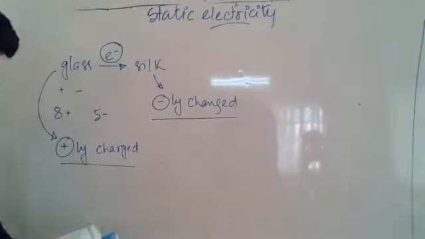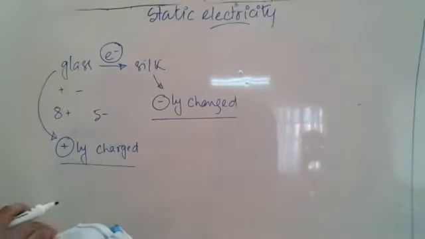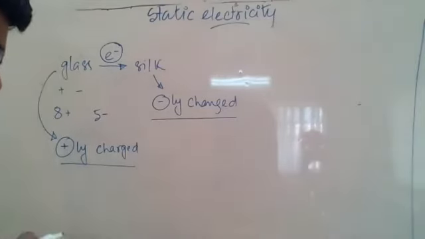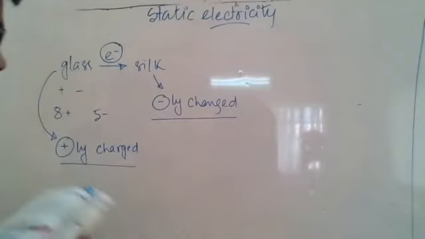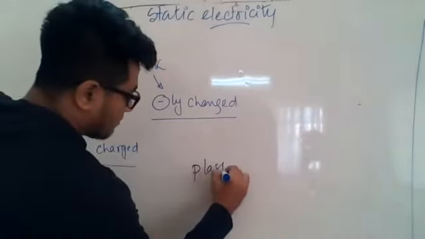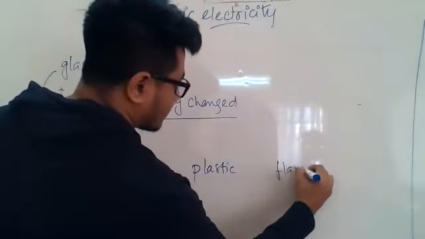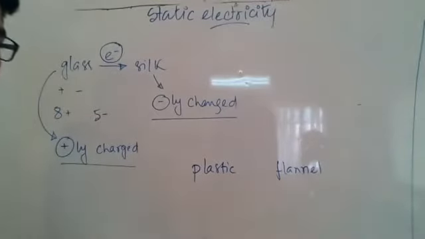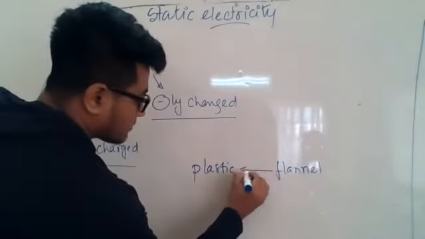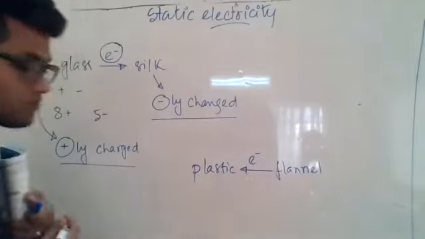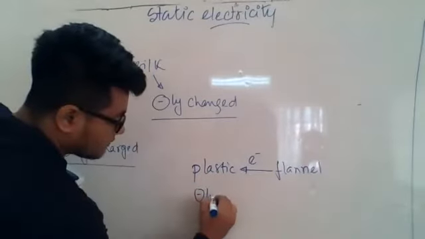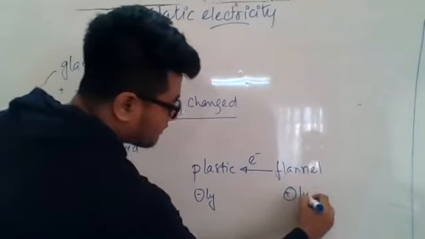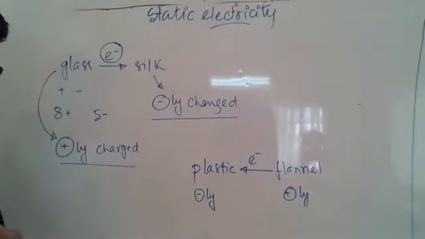Let us look at another example. This happens because silk has more affinity for electrons. Electron affinity I am going to explain a little bit later. Let us take a look at another example. Again, if a plastic is rubbed using flannel, now we are using plastic and flannel. As we are rubbing, one of them will become positively charged, another will become negatively charged. In case of plastic and flannel, the electrons come from flannel to the plastic. So this one becomes negatively charged and this one becomes positively charged. I hope you understood up to this point.